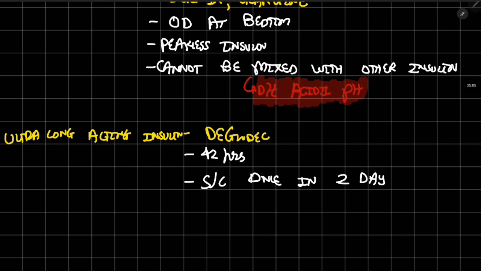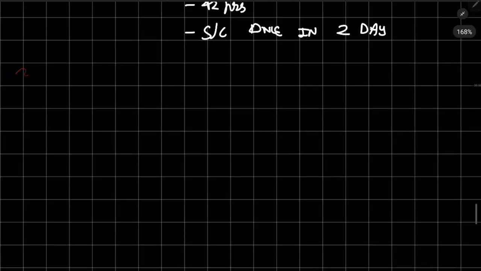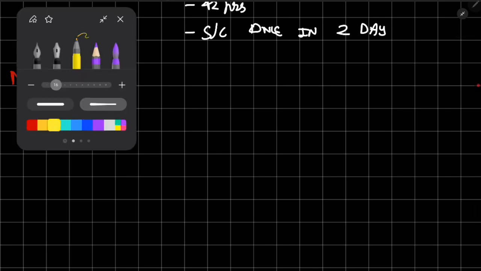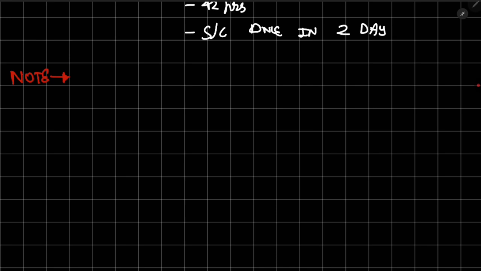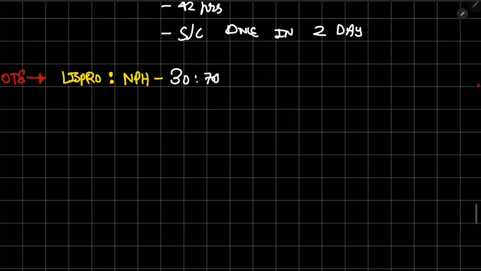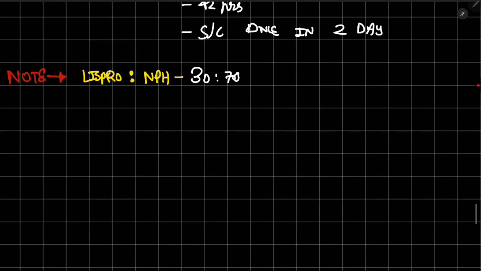So now we have some examples, with some fixed doses of insulin. Lispro, which was an ultra short acting, is combined with NPH, which was an intermediate acting, and the ratio is 30:70. They are mixed. Now Lispro will be the bolus insulin, and NPH, neutral protamine hagedorn, will be the basal insulin.